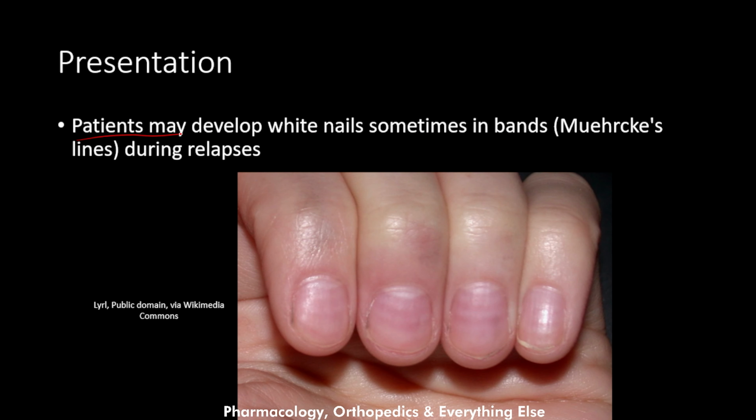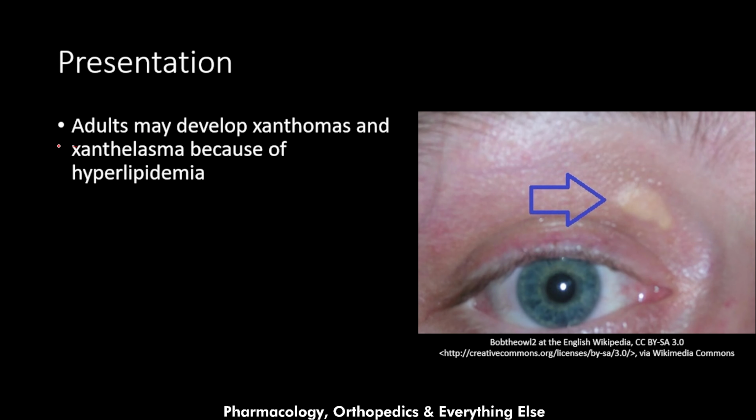Your patient may also develop white nails, sometimes in bands, which are called Muehrcke lines, during relapses. This is a picture of them. You can see that there are multiple lines in the nail, and the area between the lines is white. They are called Muehrcke lines. Adults may develop xanthomas and xanthelasmas because of the hyperlipidemia. This is a xanthelasma like you see here.